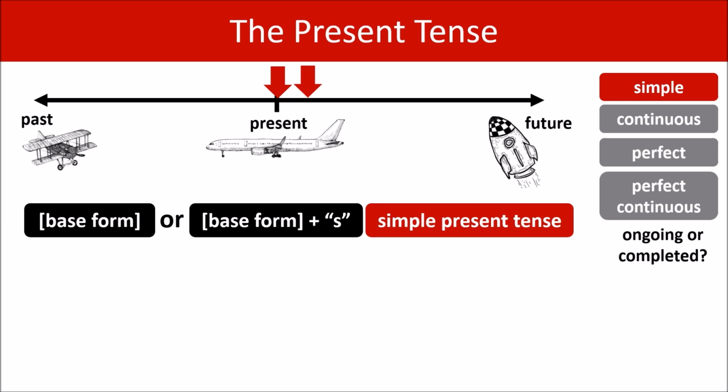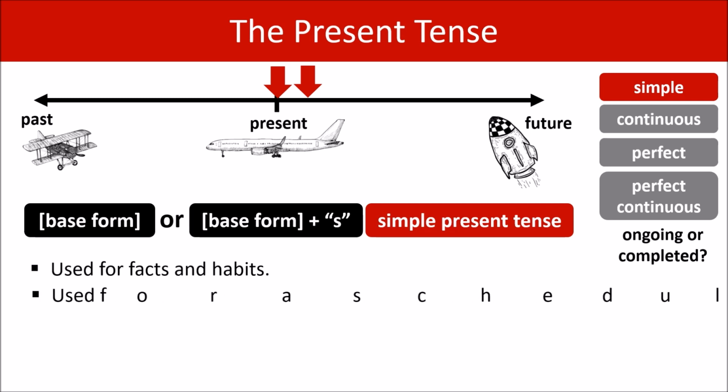So, the simple present tense is used for facts and habits. She is tall. That is a fact. She plays tennis on a Saturday. That's a habit. It's also used for a scheduled event in the future. Remember our example. The train arrives in 10 minutes.